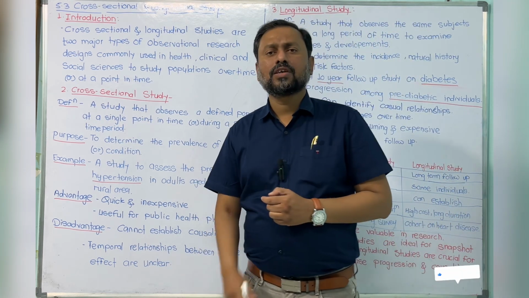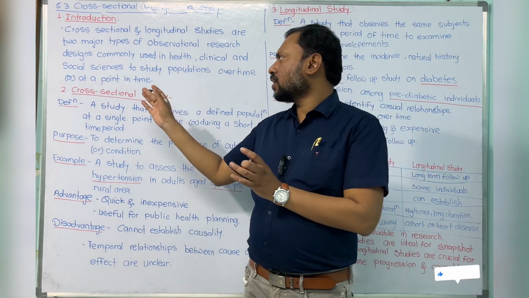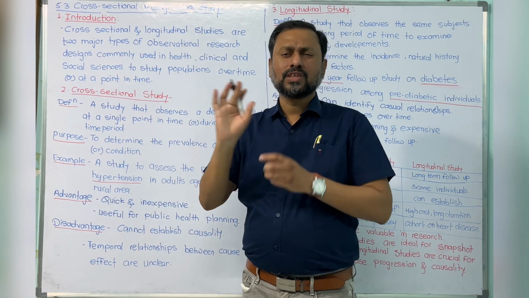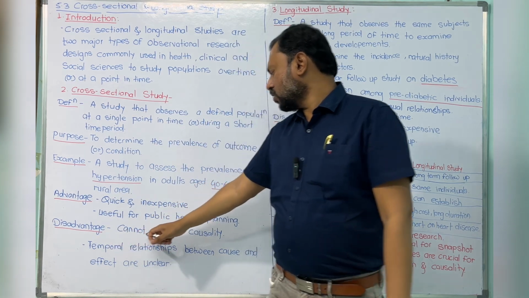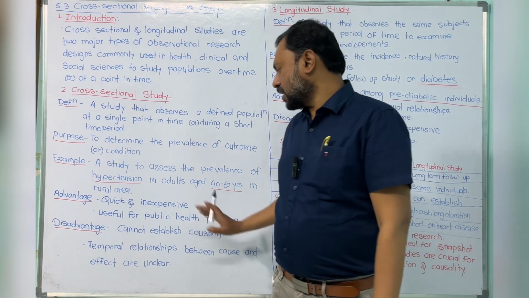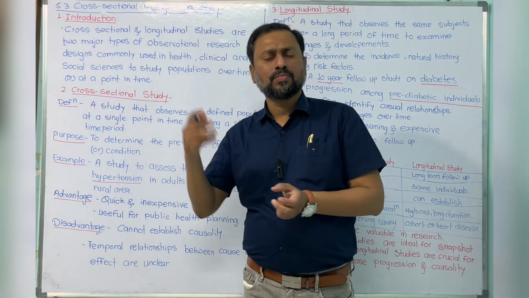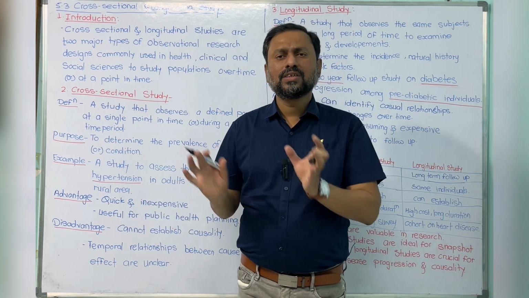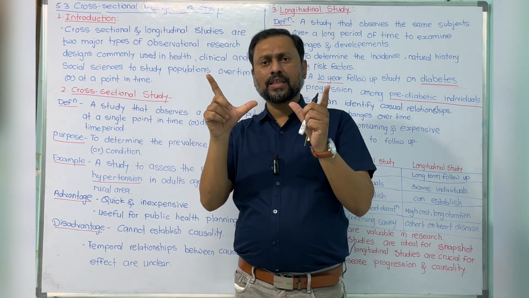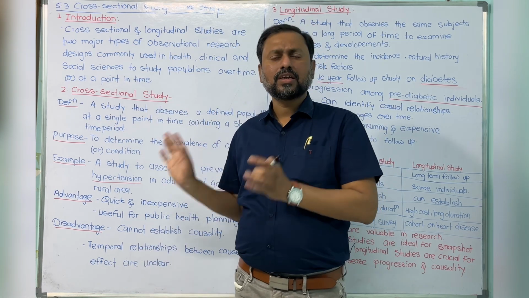The next is the disadvantage of this cross-sectional study: it cannot establish causality. It means that by this collection of data, we cannot say this is the cause and this is the effect. We are just observing and writing it down, that much only. We cannot establish causality, or the temporal relation between cause and effect. It is not clear that because of this cause, this happened. You just observe whatever is there in a snapshot. It means you take a single picture of a group of people, that is the snapshot you are collecting. This is a temporary thing.